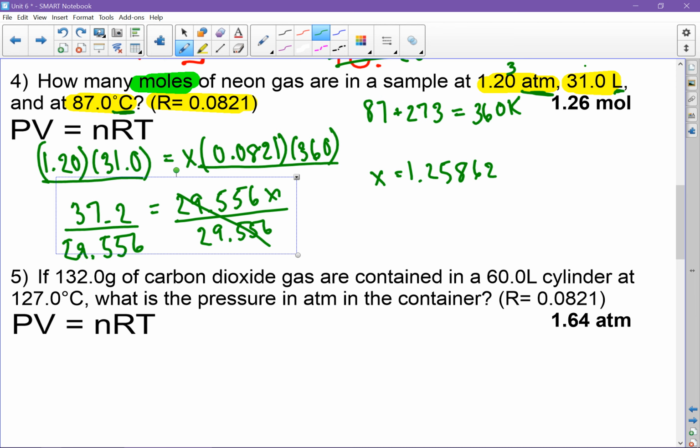We had 3, 3, 3. That means our answer should have 3. The third sig fig is right here at the 5. Because of the 8, though, that rounds up. So my final answer becomes 1.26, and moles is what we were looking for, so that's the unit that we put on.